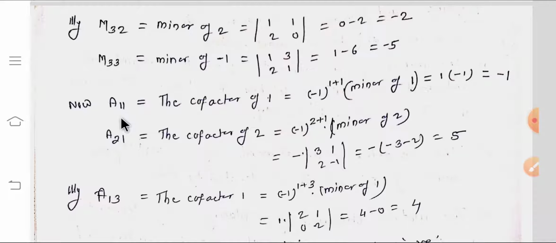Remember this one. A11 means the cofactor of the first row, first column element, which is 1. The cofactor of 1 is minus 1 raised to 1 plus 1, that is, minus 1 raised to i plus j, into the minor of 1. The minor of 1 we have got is minus 1, so the cofactor is minus 1.